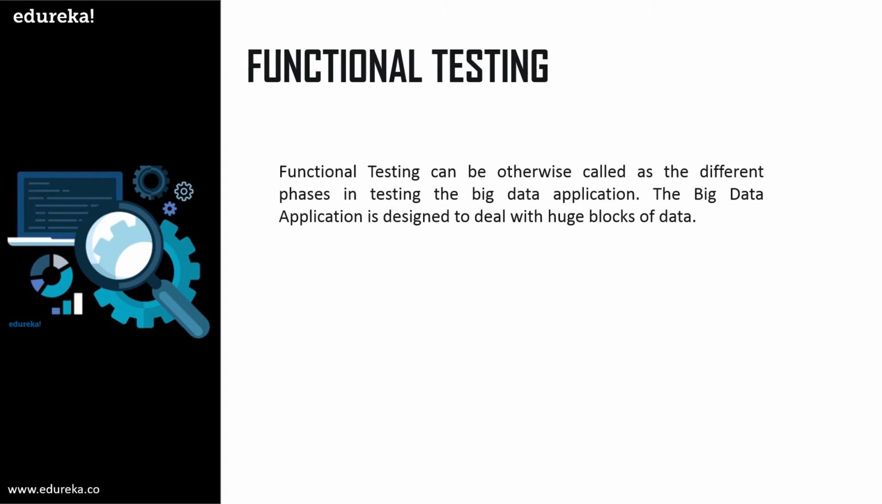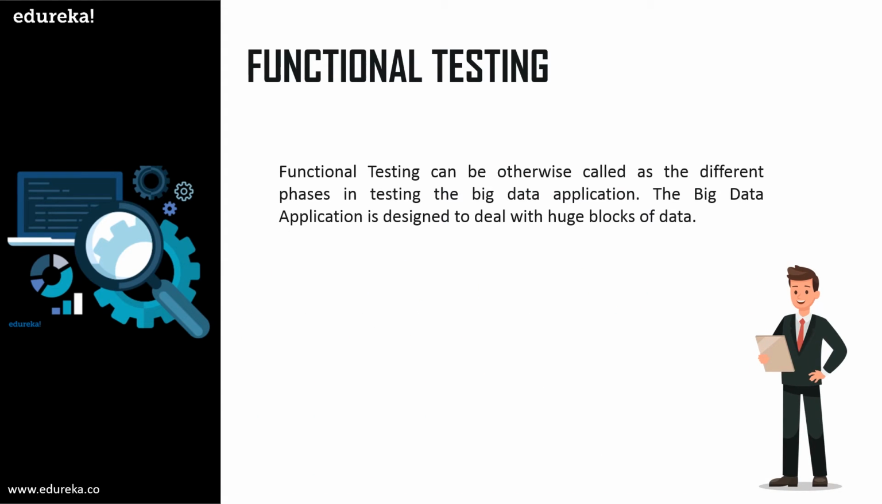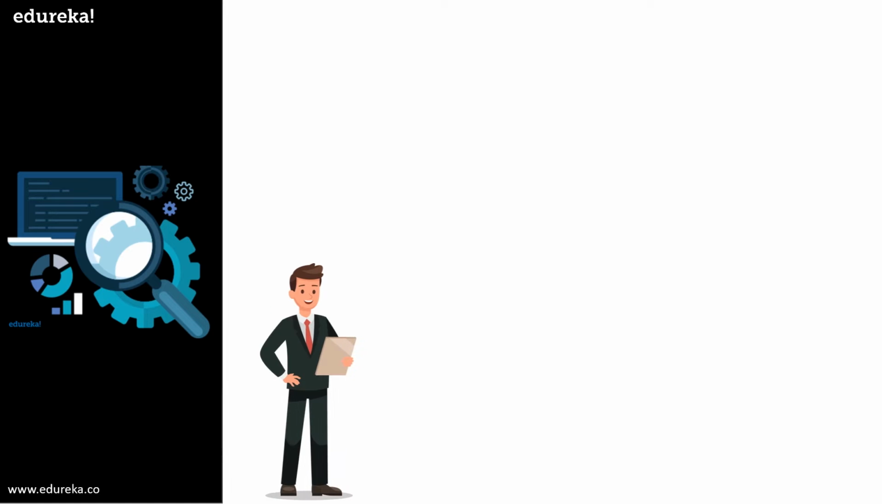Now, after unit testing, we enter functional testing. Functional testing can be otherwise called as different phases in testing the big data application. The big data application is designated to deal with huge blocks of data. Such a huge volume and variety of data is often prone to bring data issues such as bad data, duplicate values, metadata, missing values, and whatnot. This is exactly why the pioneers in testing the big data designed the procedure for functional testing of big data. The different phases in which the big data is tested are as follows.